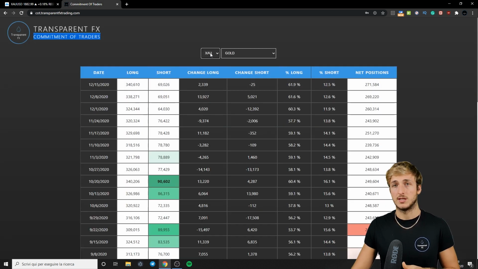Now, before I show you this, let's first go and see what we have from a COT perspective, so commitment of traders, which is what hedge funds are currently doing in the market. Now, what we can see is that with the last report, hedge funds have increased their long positions by 2.3K, bringing the long positions to 340K and the short positions to 69K, increasing the long exposure to 61.9% and decreasing the short exposure to 12.5%. And the net positions obviously increased from 269K to 271K.